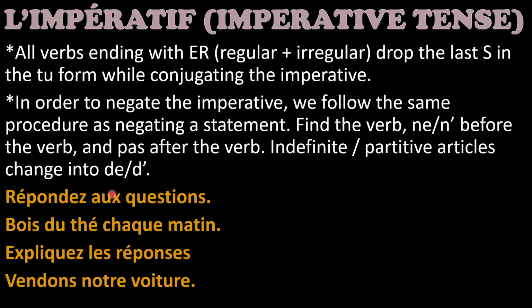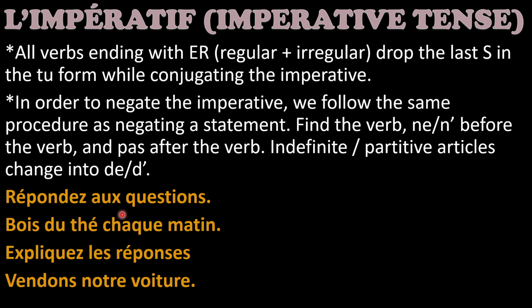Now, in this case, you don't have to make that much effort to find the verb because you know in an imperative sentence, the verb starts the sentence. So the verb is always going to be at the start of the sentence. You just have to put ne before it and pas after it. And then if there are any indefinites or partitives, they have to change into de. So I'll do the first two for you and I want you to try the last two by yourself.